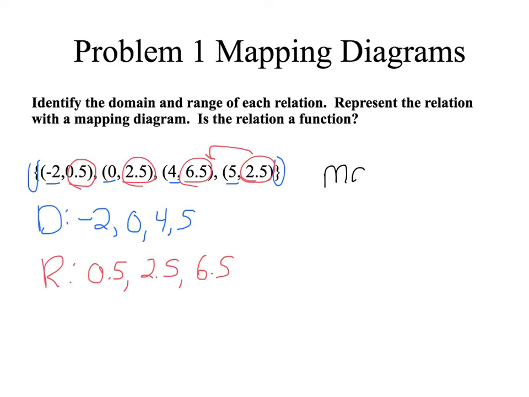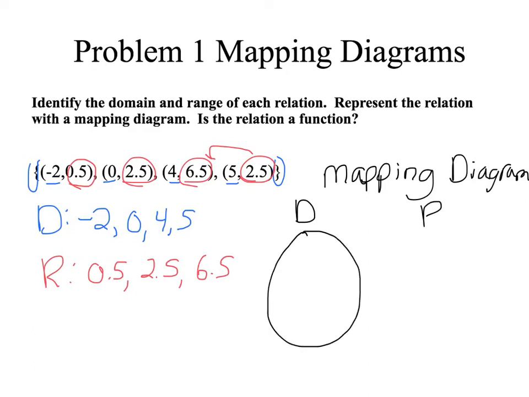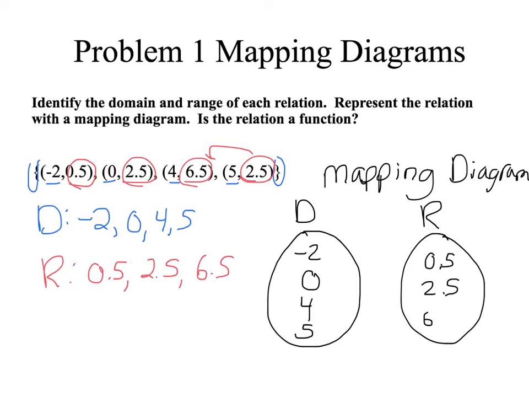Okay, now here's what the mapping diagram looks like. It's kind of like you're going to have a big bubble for the domain, and you're going to have a big bubble for the range. Okay, once you identify the domain and range, you put those numbers in each bubble. So -2, 0, 4, and 5 for the domain, and then 0.5, 2.5, and 6.5 for the range. Then you need to go back to your actual relation, and I'll see if I can erase some of this. And you need to map the numbers that go with based on the ordered pairs.